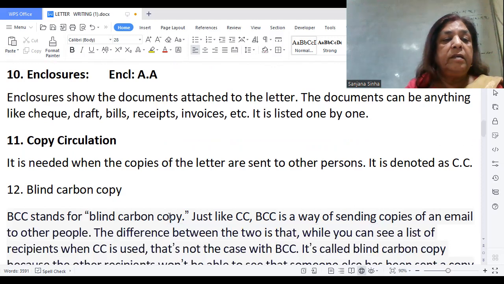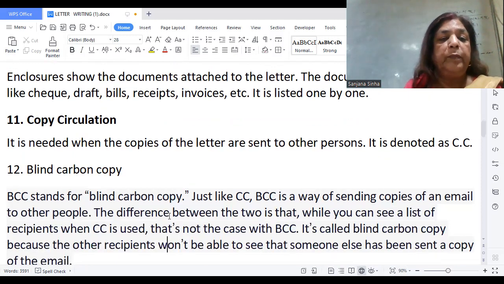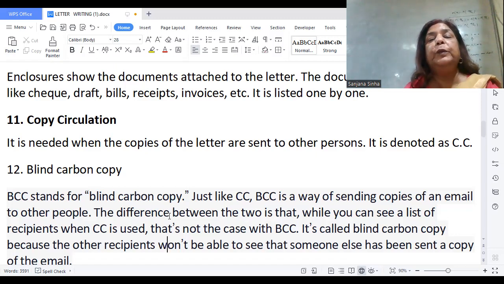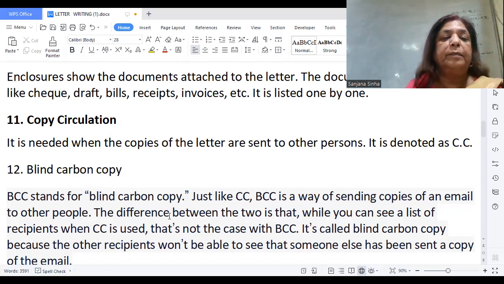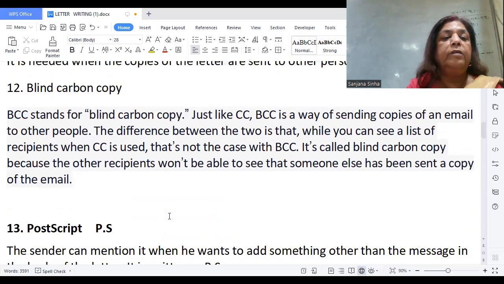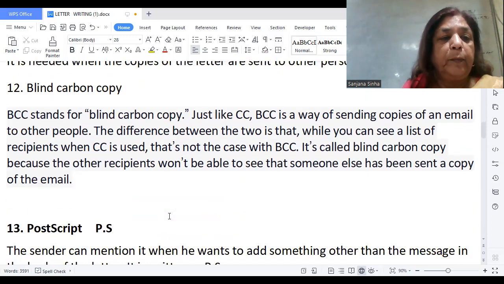And then there's CC, or copy circulation. It means if you're writing one letter and sending this to other people, then you need to write CC. So it is needed when the copies of the letter are sent to other persons as well. It is denoted as CC, or copy circulation, commonly known as CC or carbon copy.